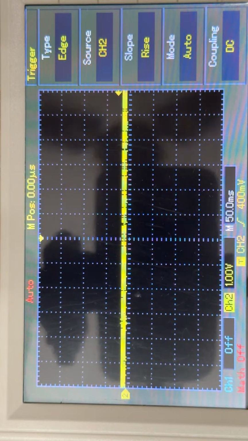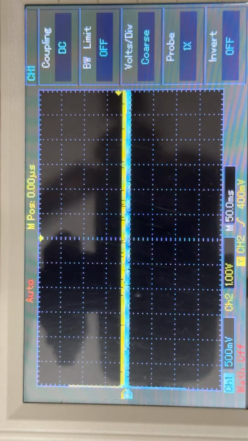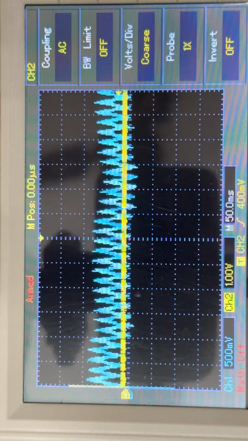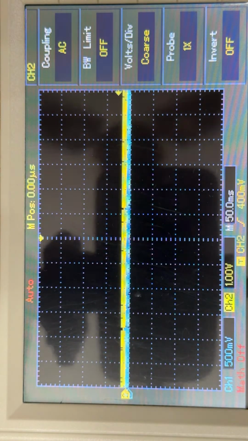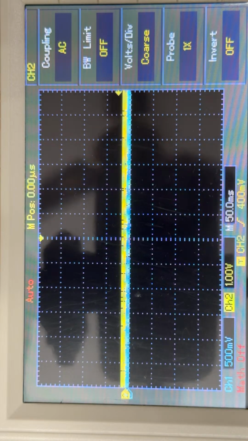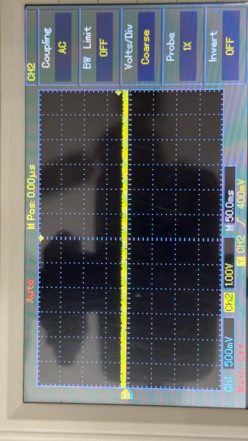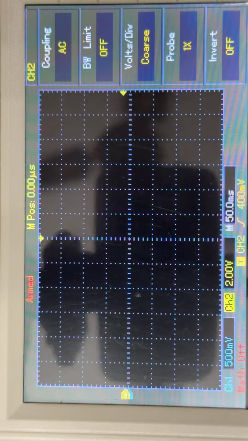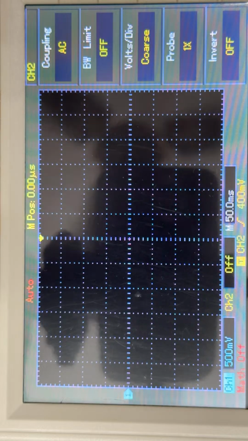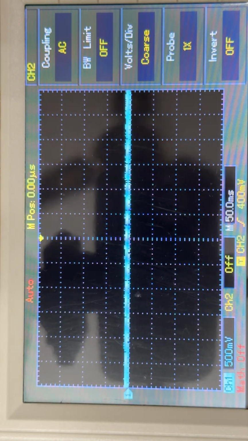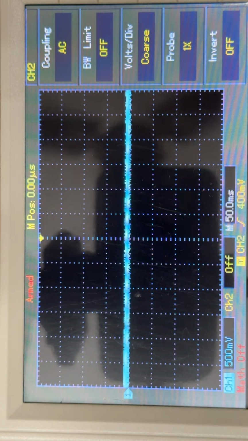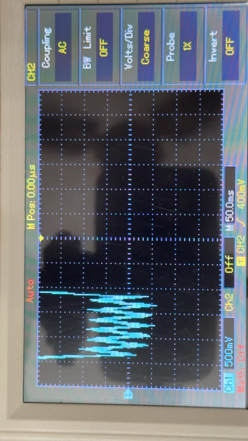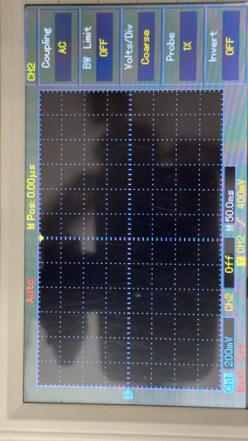Let me use channel 1. It has two channels, and I will show you the behavior. See, you can use two terminals at the same time. See, the pulses which we see are from our body. The pulses from the body you can see are displayed. So our body receives many signals, and they are getting displayed.